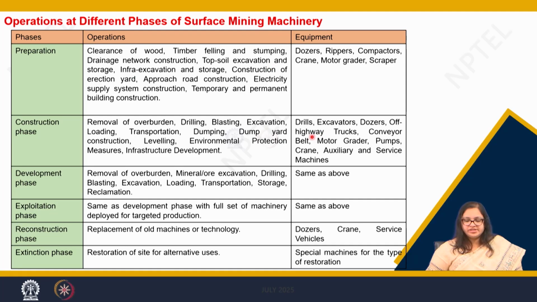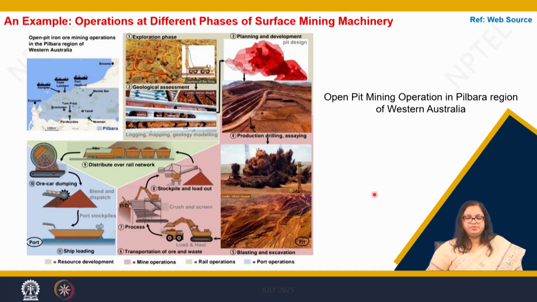In the construction phase as well, we have another group of machineries which helps us. And then if we go till the extension phase, we again have special machines for restoration works. So what we see is that there are different groups of surface mining machineries that are used in different phases of the surface mining operations.